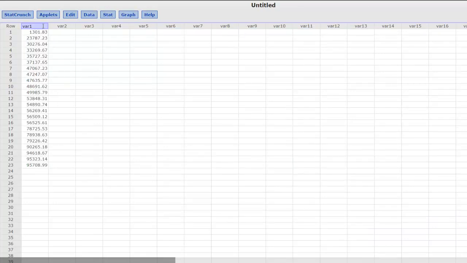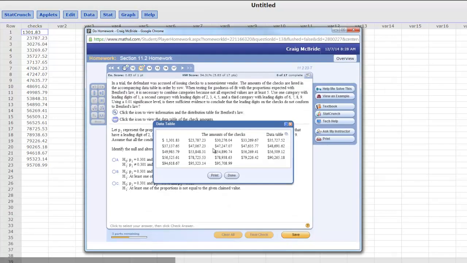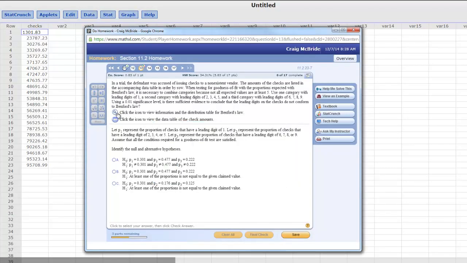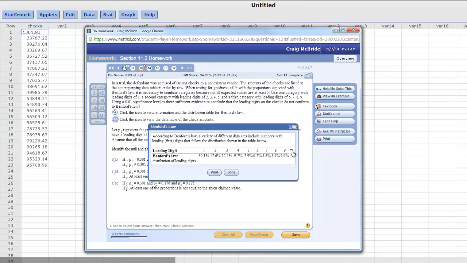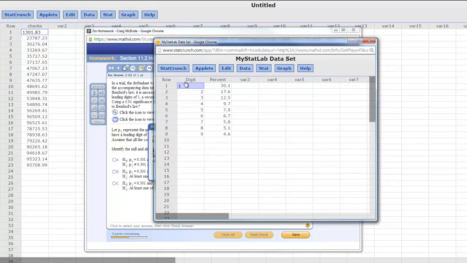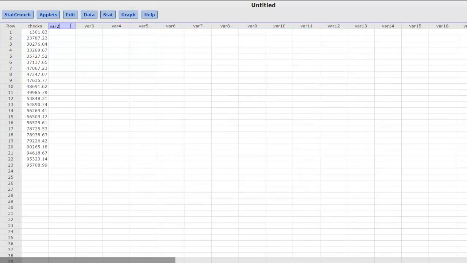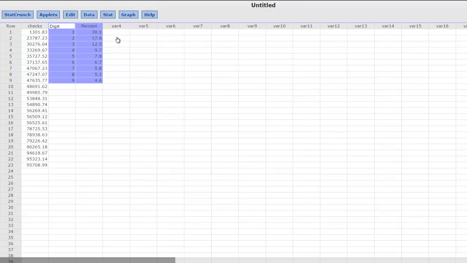Okay, so these are my checks. Now, you don't always have to relabel things. I just like to relabel them so you know what's going on. Now, if we go back to our question and we open Benford's Law, then you can again Control C for copy, click up here, Control V, because in that way it pastes the titles as well. So now I have everything all in one place.